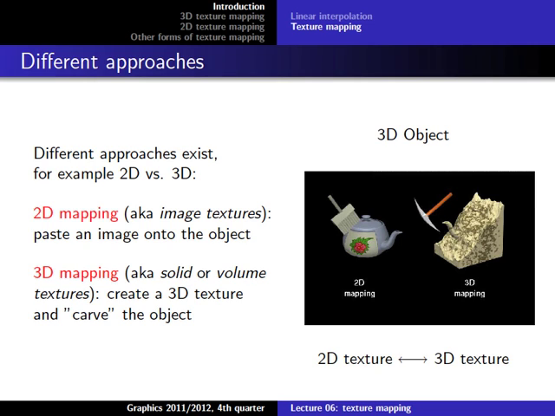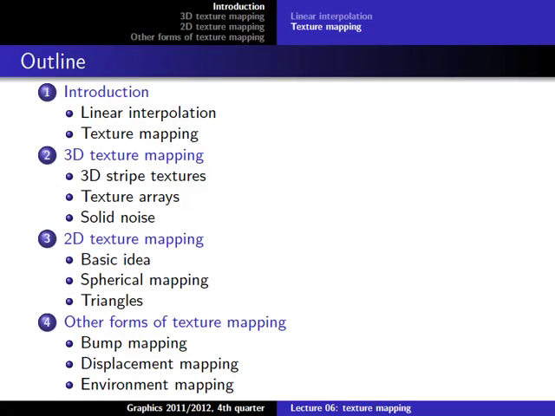And the intuitive illustration of it is, in one case, of course, we take an image and glue it onto an object, so it's like gift wrapping, and the other is like carving something out of an object. So we have a structure, like in this case, the marble structure, and then we carve an object out of it. Good. So we're dealing with 2D and 3D textures.